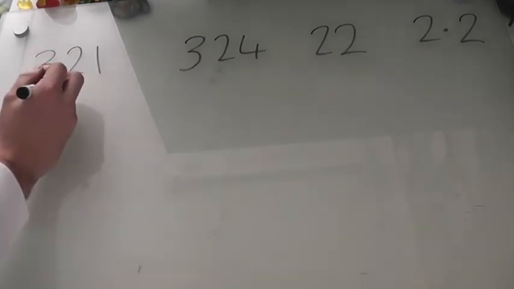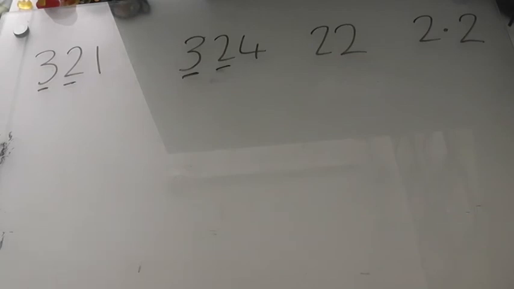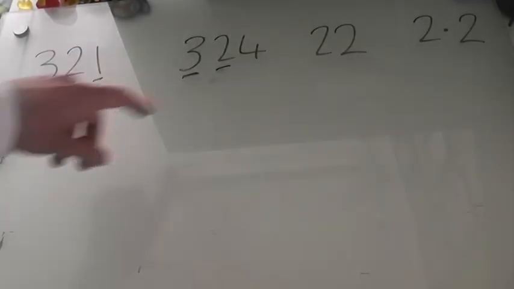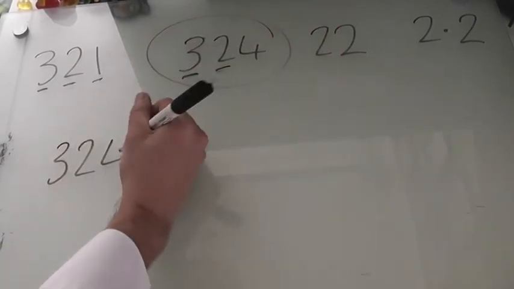So we know that it's going to be one of these two that's going to be the biggest. There's 3 in the hundreds column there and 3 in the hundreds column there, so we now need to look into the next column because these two are the same. We've got 2 in the tens column, and we've got 2 in the tens column there as well. So what do we do? We go into the next column, the ones column. This number has 1 in the ones column, and this number has 4 in the ones column. So which one's bigger? Brilliant, it is this one. So 324 is our biggest.